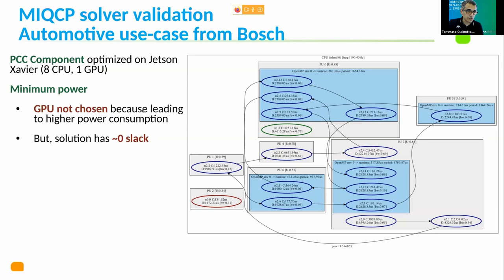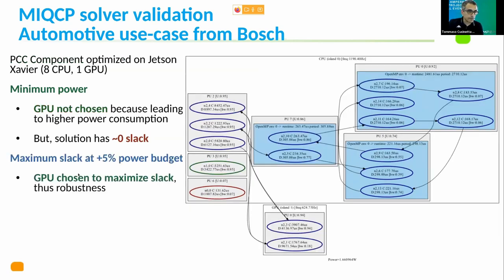The GPU here was not chosen because, given the data we had, it was leading to higher power consumption in this case. But we also obtained a solution that had nearly zero slack. So it was another borderline solution, on the edge, respecting the deadlines but, you know, not very robust.